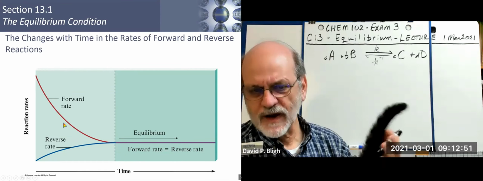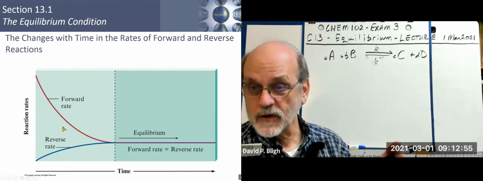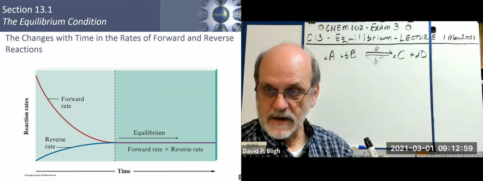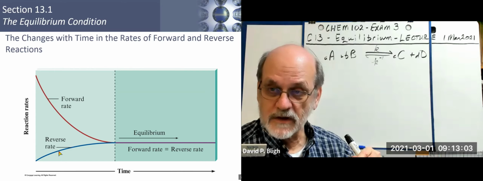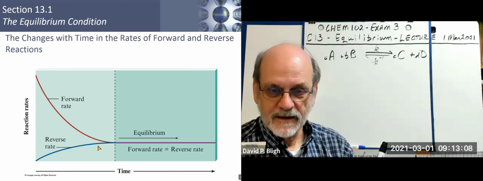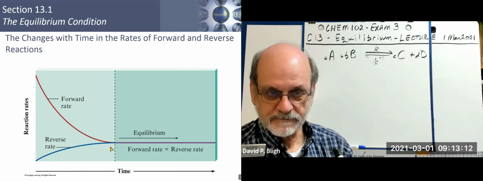The forward rate and the reverse rate are approaching one another. Forward rate is decreasing because the concentration of reactants is decreasing. And the reverse rate is increasing as we produce products. And at some point, they reach equal rates.